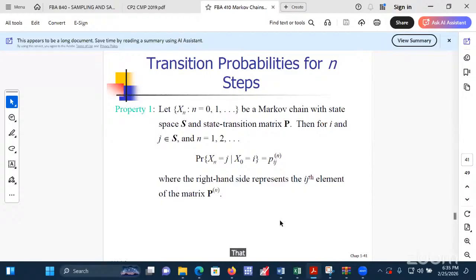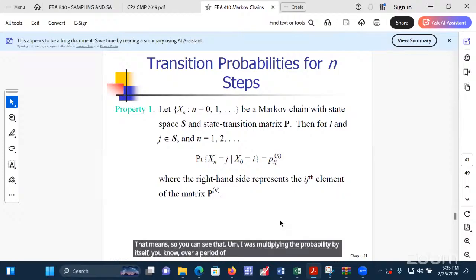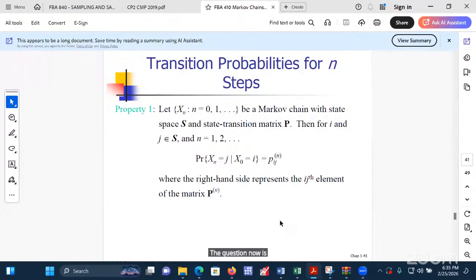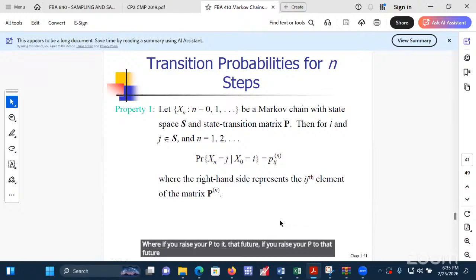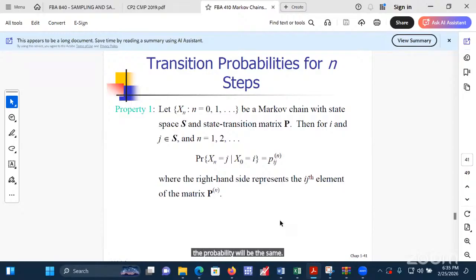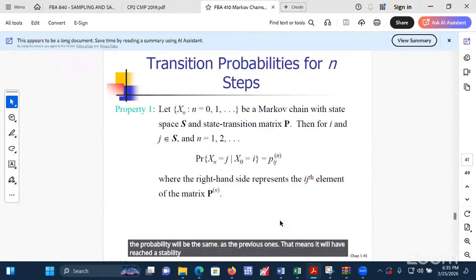That means, you can see that I was multiplying the probability by itself over a period of time, and the probabilities were changing and so on. The question now is: is there a point in the future where, if you raise your P to it, the probability will be the same as the previous one? That means it will have reached a stability at that point.